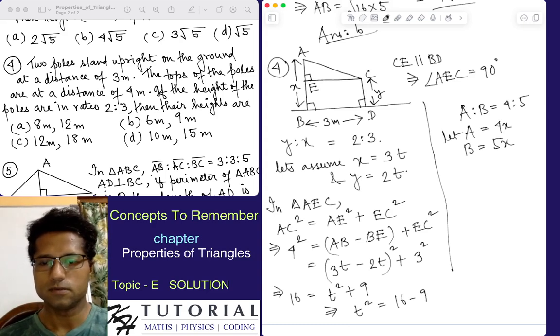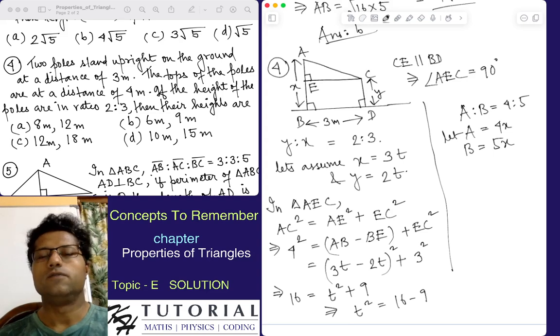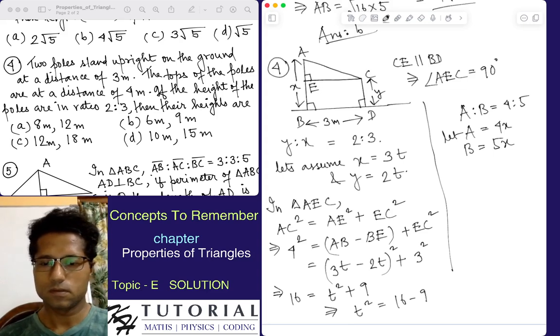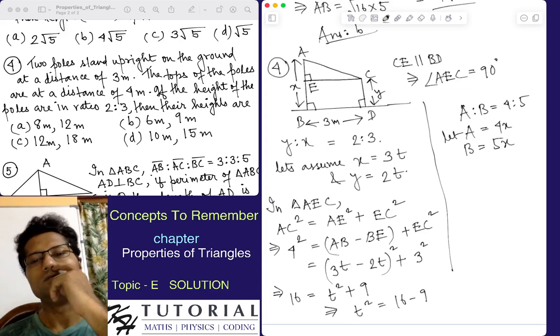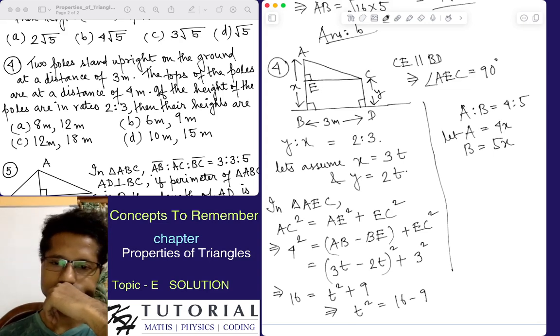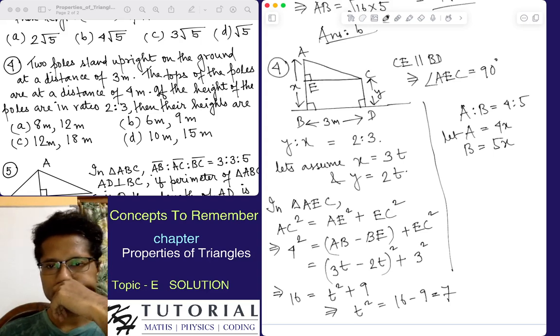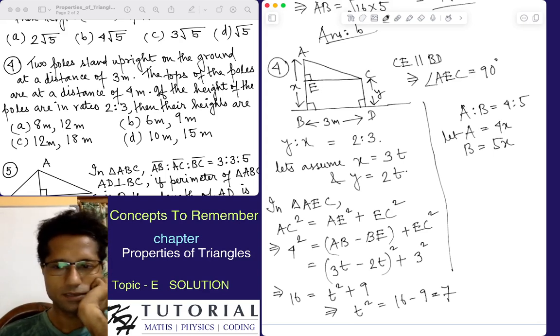So 3t minus BE. BE is equal to CD, which is equal to y, which is again equal to 2t. So we have t square minus 9, so this is equal to 7. So t will become an irrational term, root over 7.